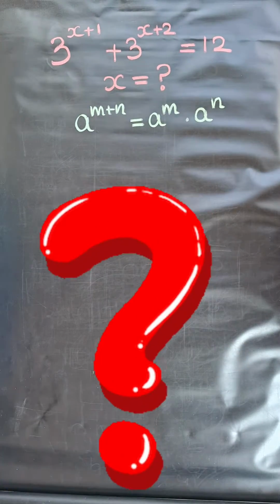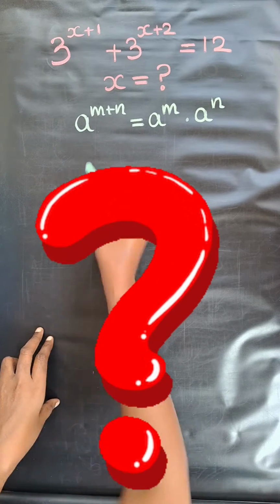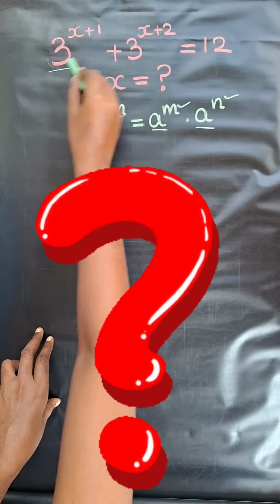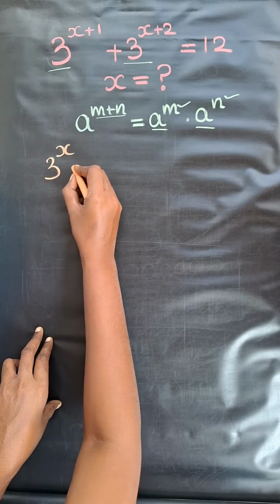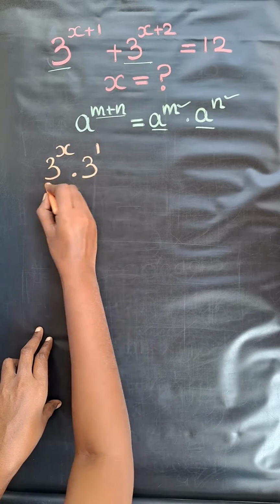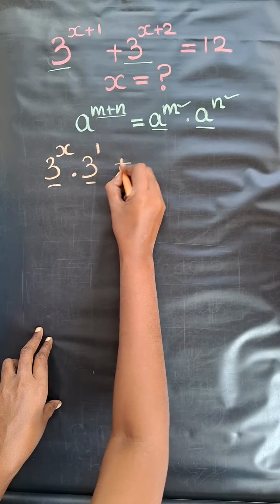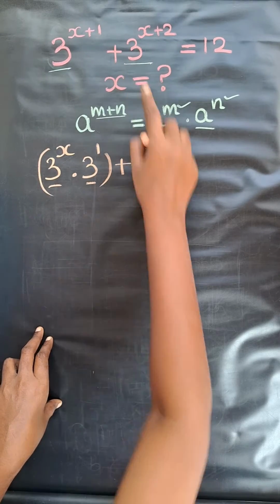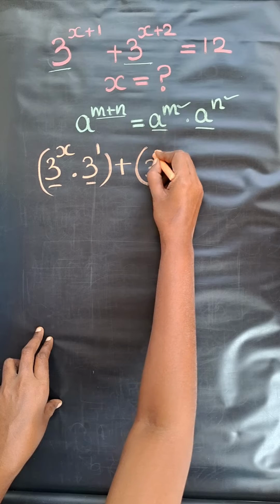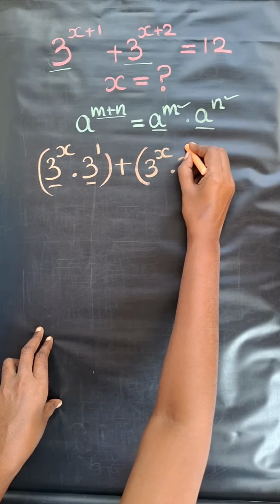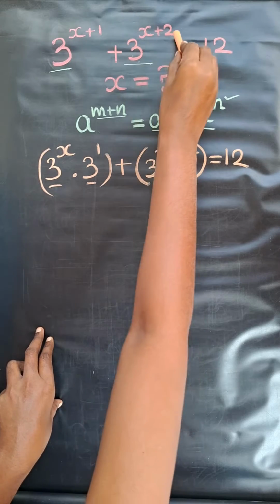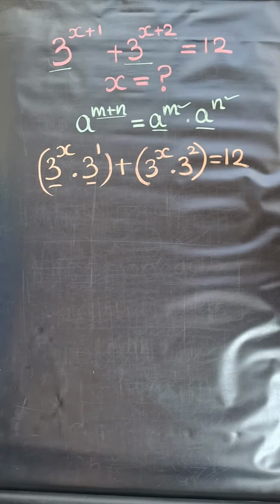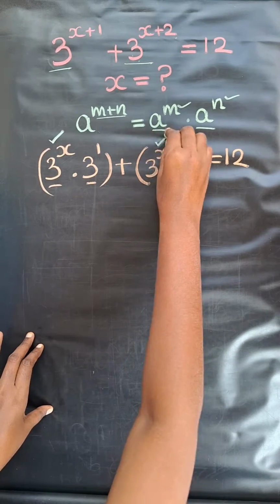A raised to the power m plus n equals a raised to the power m into a raised to the power n. So 3 raised to the power x plus 1 can be written as 3 raised to the power x into 3 raised to the power 1. 3 raised to the power x plus 2 can be written as 3 raised to the power x into 3 squared equals 12. Since we have 3 power x on both the terms, we are going to take that out now.